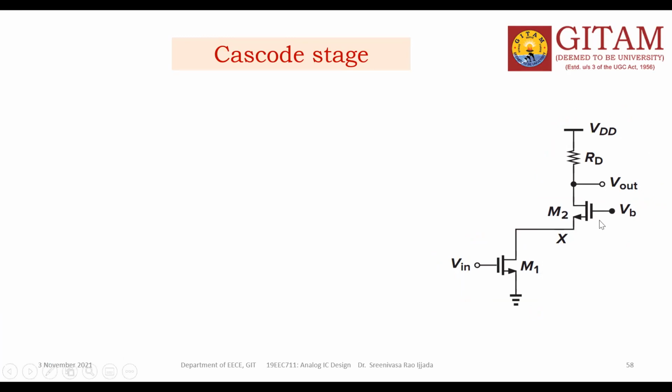Simple thing. And one more thing, otherwise you can say M1 is the CS stage, M2 is the CG stage. And one more interesting point: look at the gates. Generally in the CG, we never apply the input voltage to the gate. Only a fixed voltage is applied, to keep the device at a fixed operating point.